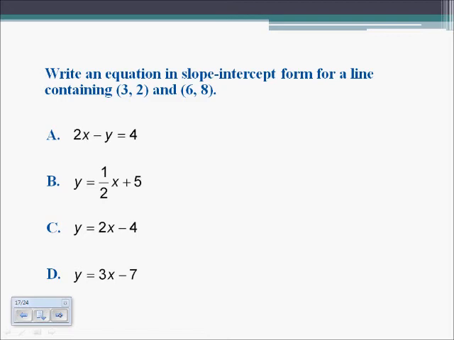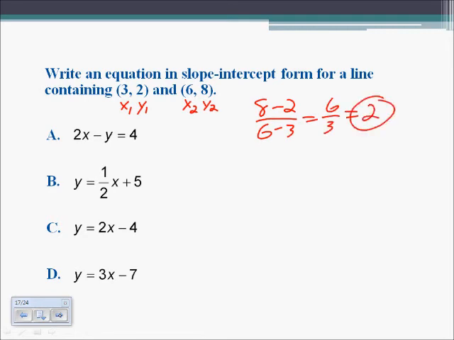Another example using the same symbols and solving methods that we've talked about before. We'll work it out here on the side. We'll just pick x sub 1, y sub 1, x sub 2, y sub 2. So let's do this pretty quickly. 8 minus 2, 6 minus 3, 6 over 3 is equal to 2. So our slope is 2.